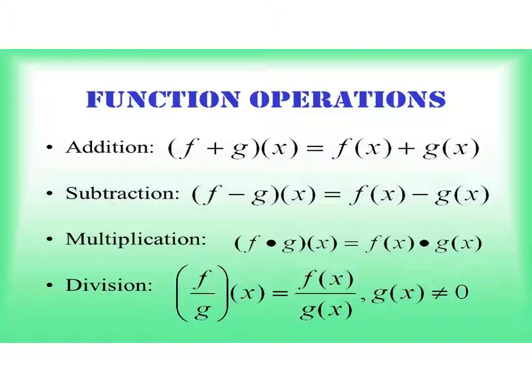So to start out with, we are going to be adding, subtracting, multiplying, and dividing functions. So adding functions, we simply add the like terms together. Subtraction, we subtract the like terms. Multiplication, we use our foiling method. Division, we take the top divided by the bottom. We can simplify as needed. Otherwise, we just have to make sure that our denominator does not equal 0.